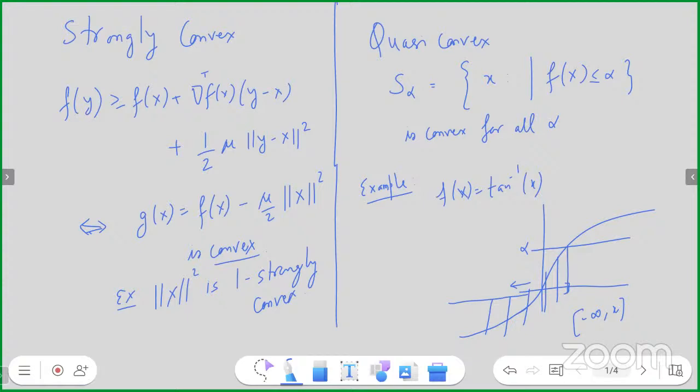Something we showed to be non-convex in the class, which is almost convex but not convex. This is highly non-convex.